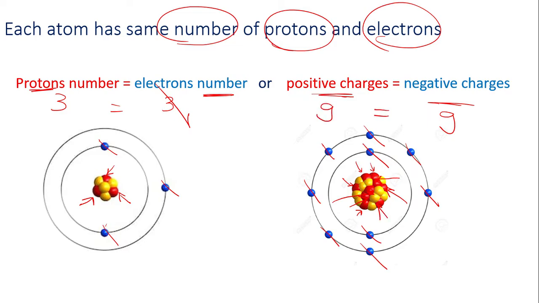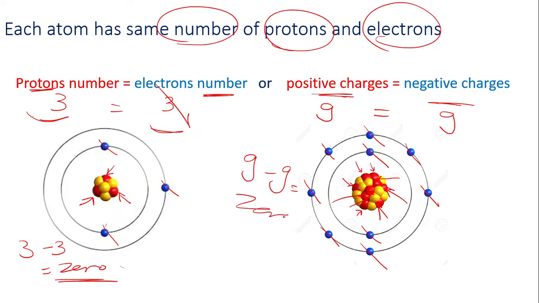They are equal. If I ask you what is the difference between the protons and electrons now, the difference will equal 3 minus 3 will equal, of course, 0. The whole atom doesn't have a charge because the difference here equals 0. And here also 9 minus 9 equals 0. Nothing. At the end, as they are equal to each other, it will equal nothing.